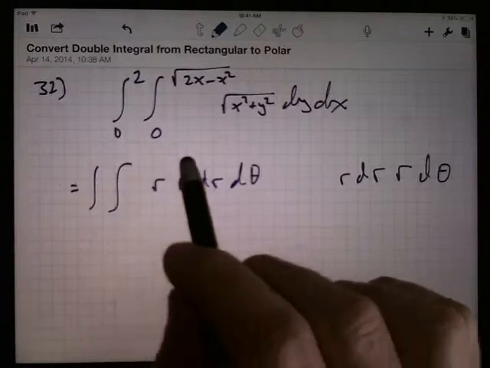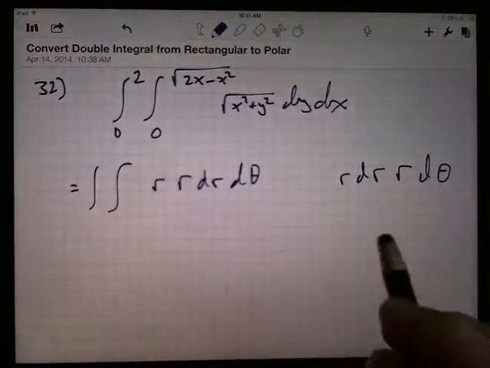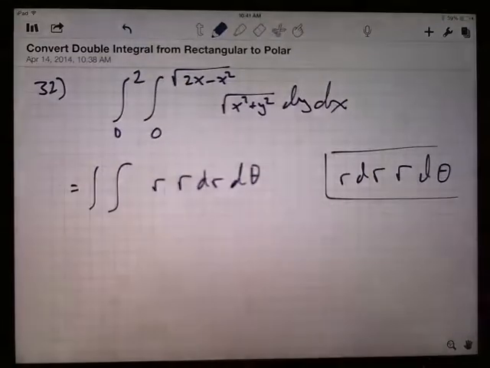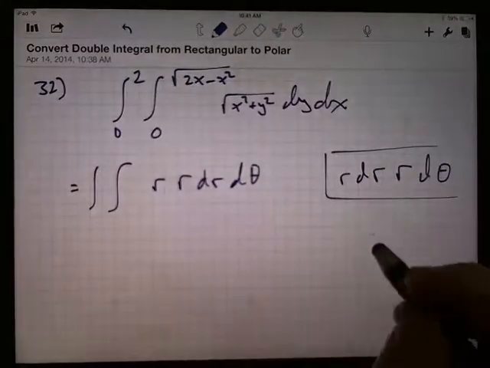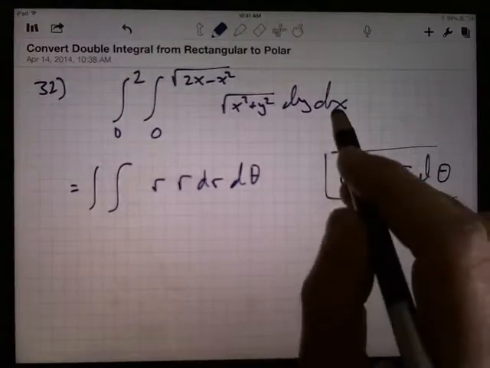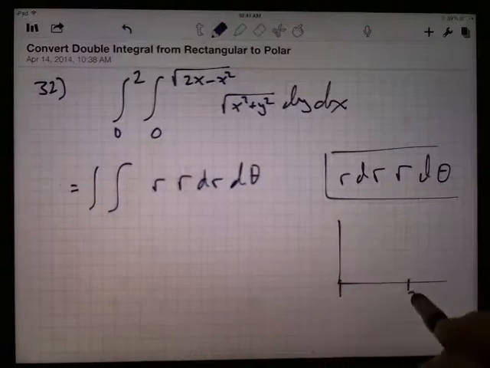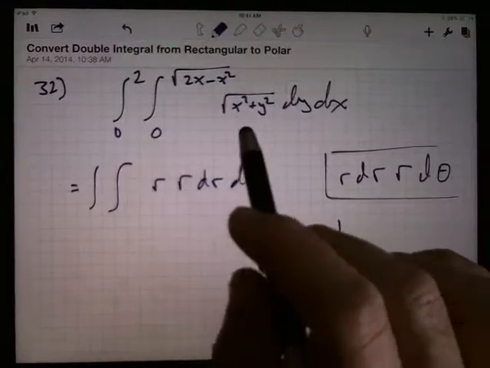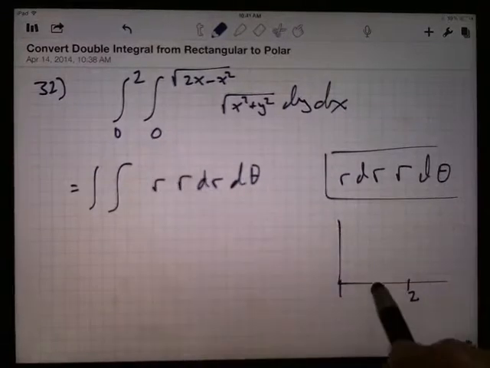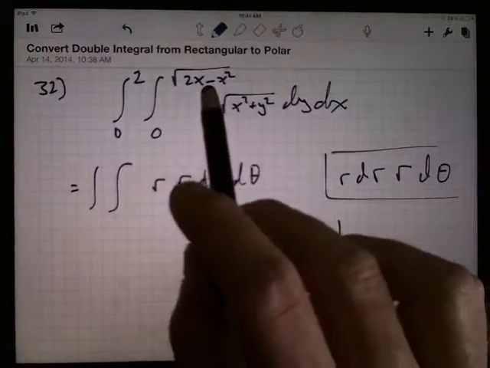now I need to convert my limits of integration here, and in order to do that, I need to look at the region. I've got to see what it is I'm looking at here. So I'm looking at this. X is on the outside. X is between 0 and 2, and for every value of x in between 0 and 2, y is starting at 0 and ending up at this function, whatever it is.